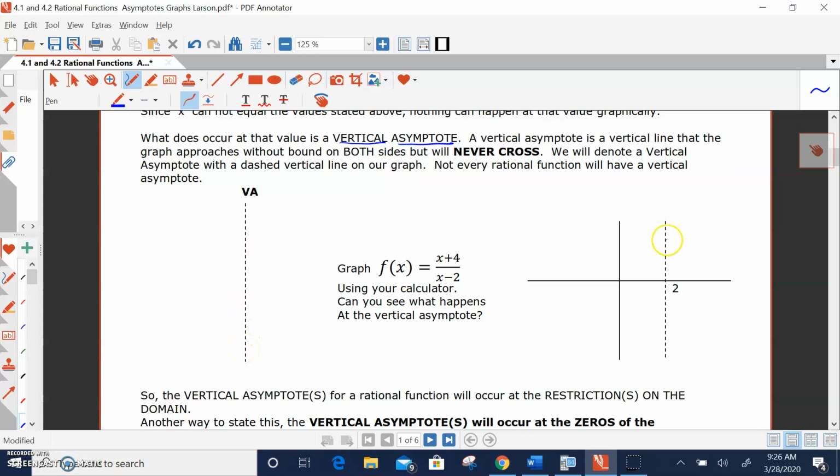And so we're going to draw it as a dashed vertical line, like you see over here, for this function x plus 4 over x minus 2. We found out that x could not equal 2. So at the value of 2, we're going to draw a vertical asymptote, a vertical line. Now let's see what happens on both sides of this vertical line. So we're going to use our calculator. Let's check that out.